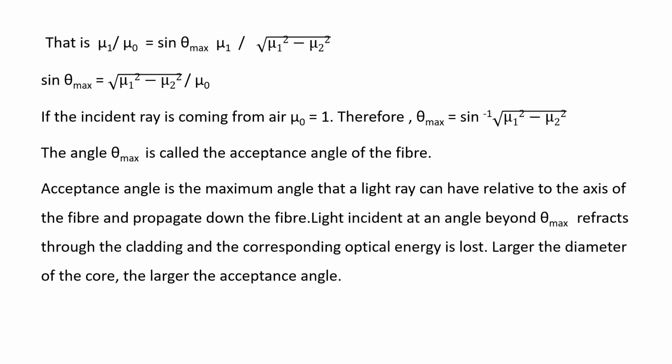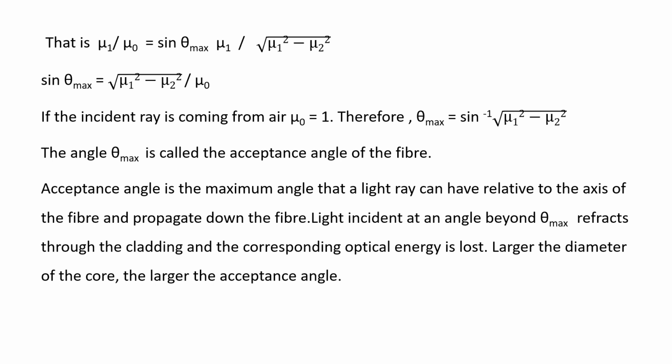If the rays are coming from the air to the fiber medium, then the refractive index of the air, mu0, is 1. Therefore, sine theta maximum is equal to the root of mu1 square minus mu2 square, or theta maximum is equal to sine inverse of root of mu1 square minus mu2 square. The angle theta maximum is called the acceptance angle of the fiber.